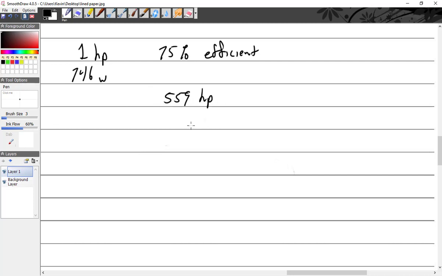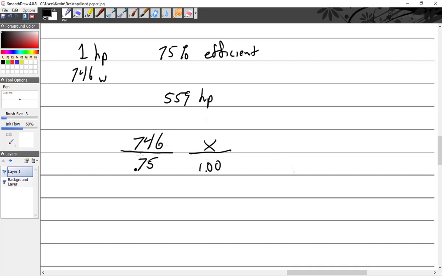How do we know it's wrong? Because it's less. So what that's saying is if I take in 559, I put out 746. Is that right? That's way wrong. I was trying to think of a formula I can write, but 746 is 75%. That is the 75%. And so I need to figure out what is 100%.